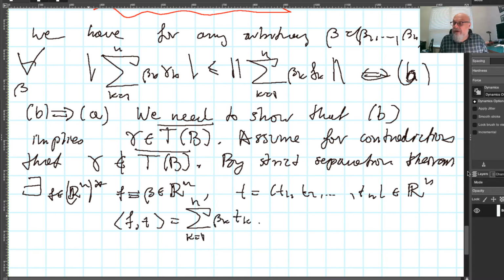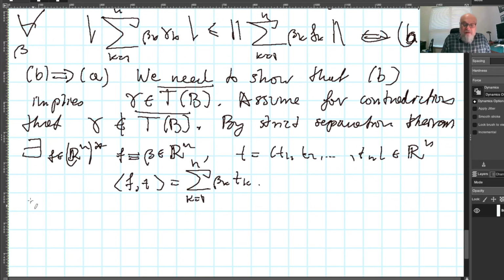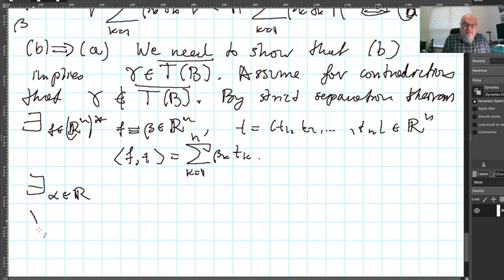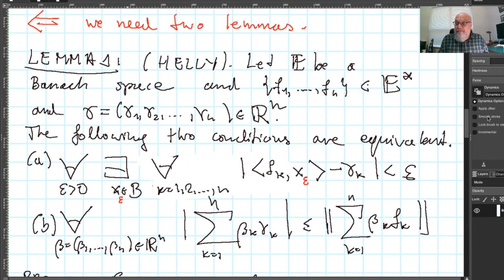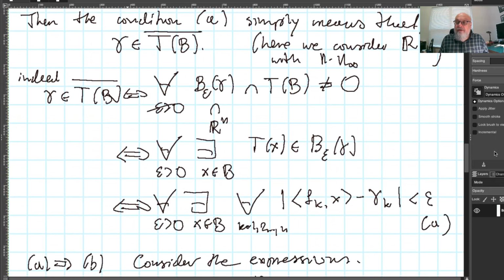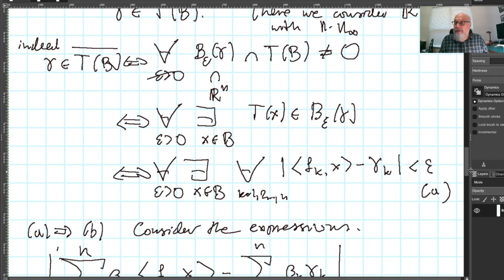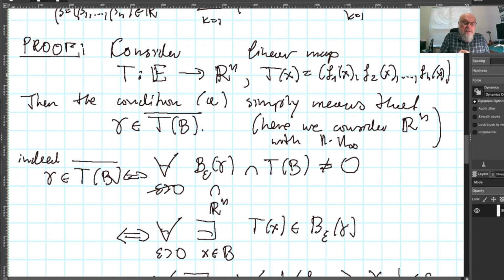That's the representation. So if we have that this is separate, there exists an alpha belonging to R, then we have here a strict separation. So that means for every x belonging to B, I have here the separation. So what does it separate? Remember how the image was defined. The image was defined here. This is the map.